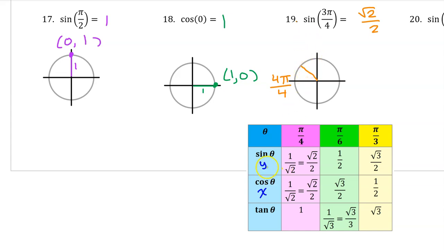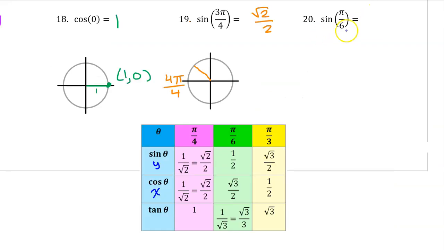On the unit circle, sine is the y value, and y values are positive in the second quadrant. We are above the x-axis. So we can leave the answer as positive radical 2 over 2. And finally, the sine of pi over 6 is right here on the chart. That's 1/2.